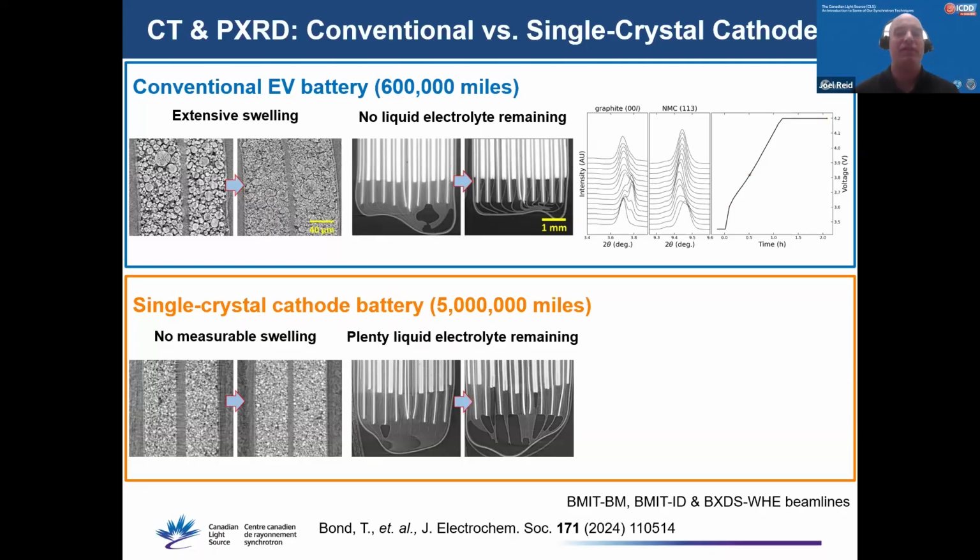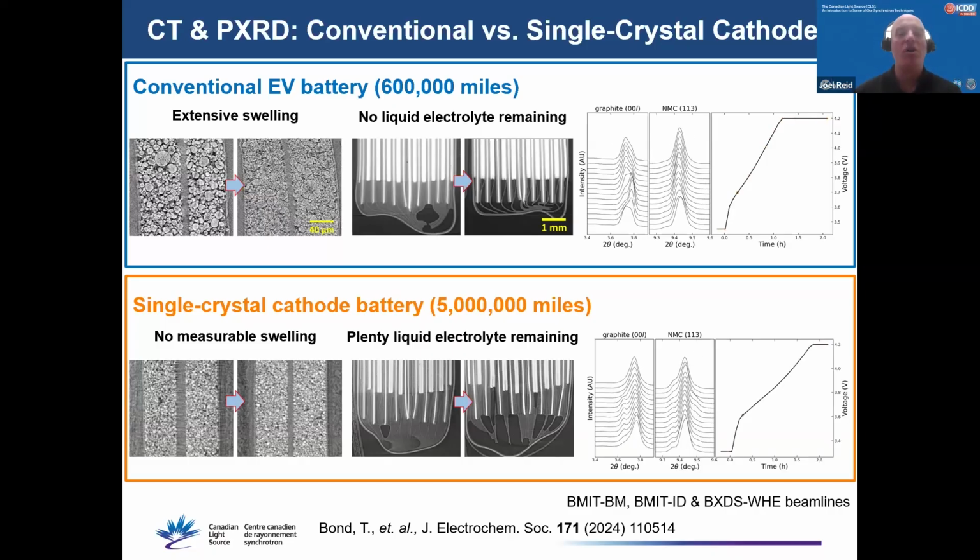Finally, we can see major differences with location in the XRD patterns during charging of the conventional EV battery. But almost all of the locations in the single crystal cathode still look homogeneous after cycling to 5 million miles.